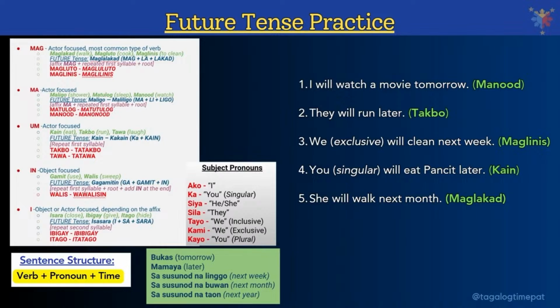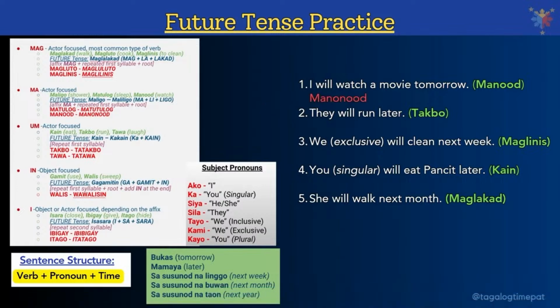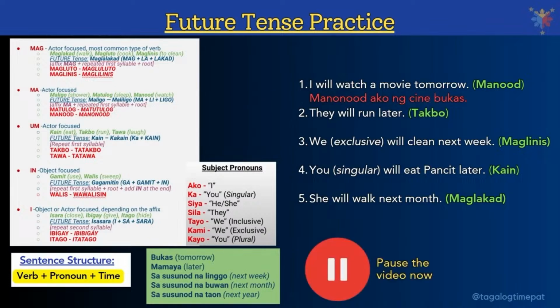Manood means to watch. So again, let's take a look at our sentence structure. It should be verb plus pronoun plus time. Manonood is the future tense conjugation of manood. Manonood ako means I. Ng sine bukas means tomorrow. Manonood ako ng sine bukas. I will watch a movie tomorrow. Again, if you're going to add an object, it would just go right before time. So you give it a try. You can pause the video now if you need. You do numbers 2 through 5 and we'll go over them in just a bit.